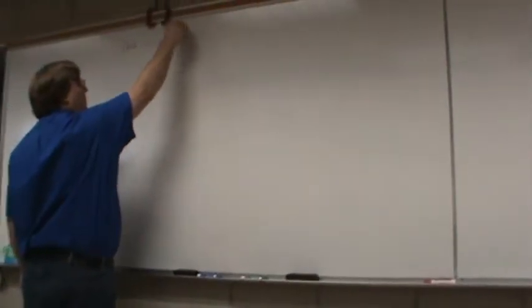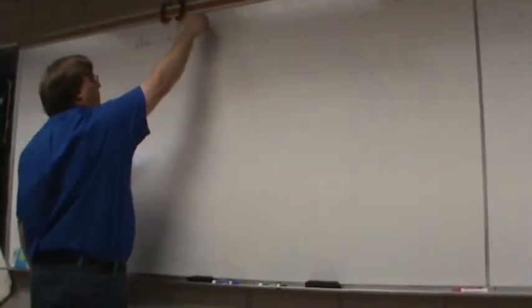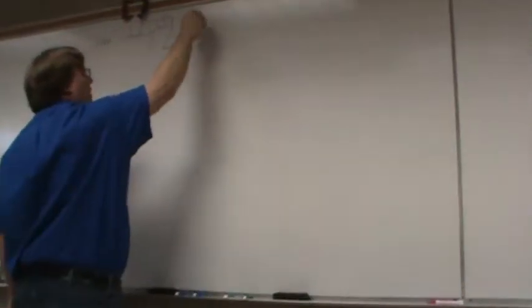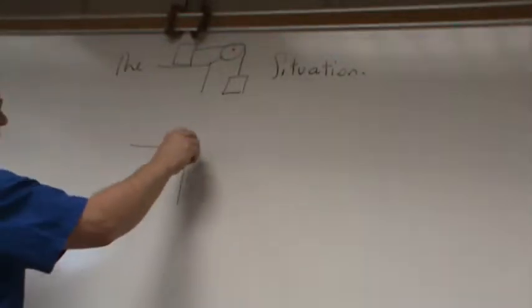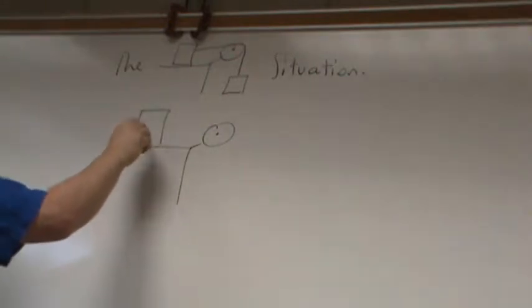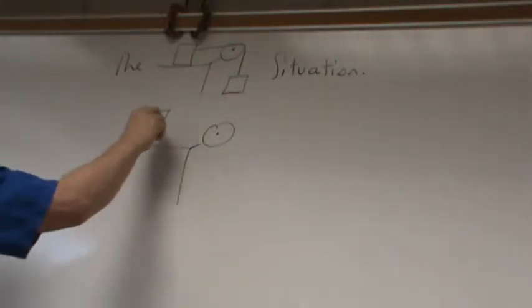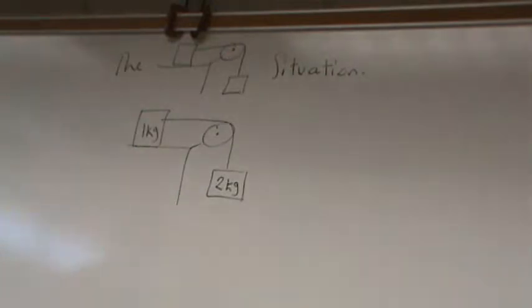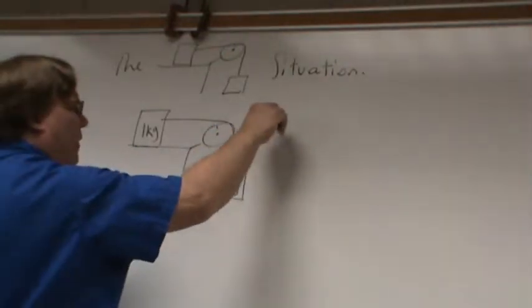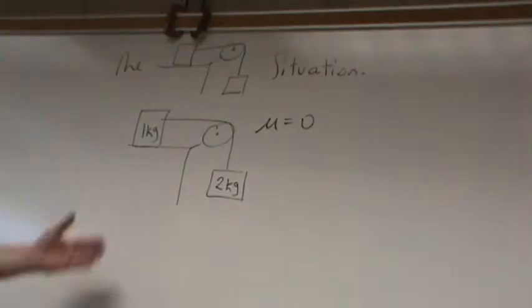Here's the first situation. I'm going to make this guy 1 kilogram. I'm going to make this guy 2 kilograms. And I'm going to say that the coefficient of friction is equal to 0. So there's no static friction, no kinetic friction. Friction is equal to 0.